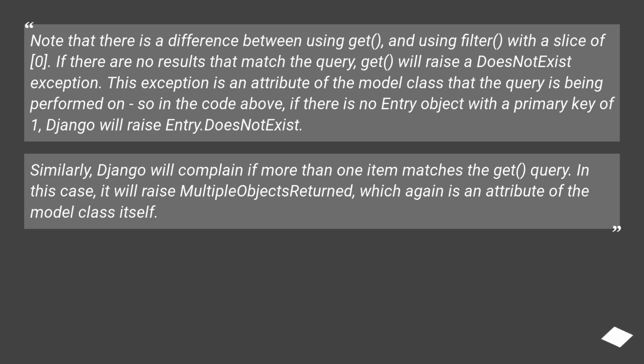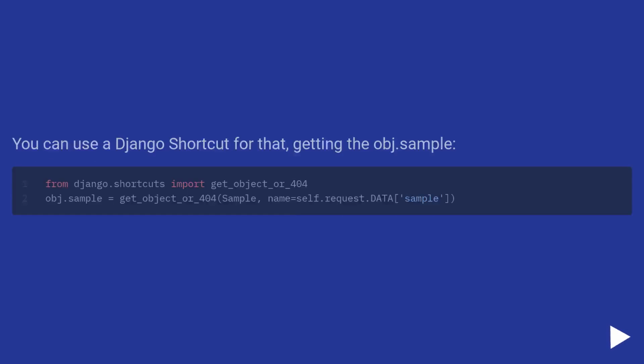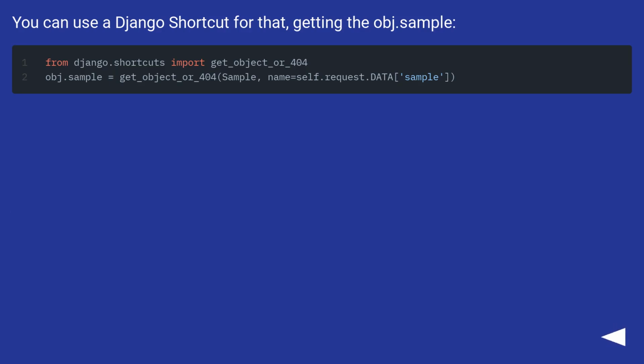This exception is an attribute of the model class that the query is being performed on, so in the code above, if there is no Entry object with a primary key of 1, Django will raise Entry.DoesNotExist. Similarly, Django will complain if more than one item matches the get query. In this case, it will raise MultipleObjectsReturned, which again is an attribute of the model class itself. You can use a Django shortcut for that, get_object_or_404.